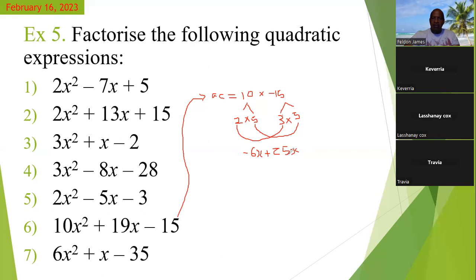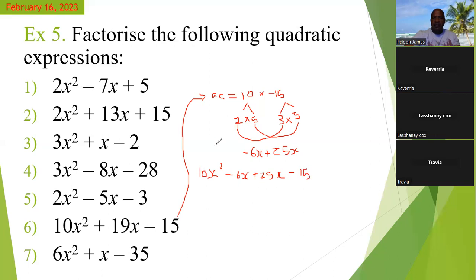Now, we are going to replace this positive 19 with these two factors in terms of x. So we have 10x squared, and then now we have negative 6x. The order in which you put these numbers doesn't really make much difference. If you wanted to write the positive 25x first, it could have worked out just the same. So whichever way you want to recombine them. So we have positive 25x minus 15.